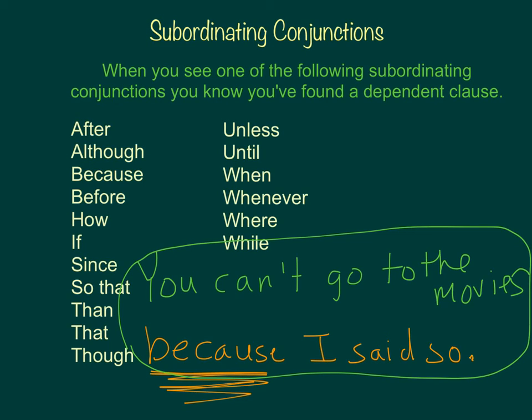Remember, we can easily pick out the dependent clause in the sentence by looking for the subordinating conjunction, which in this case happens to be because. Let's take a look at some more examples before we wrap up the video.